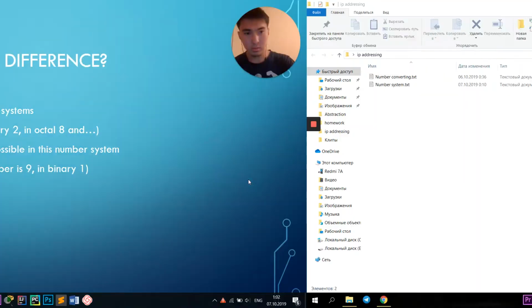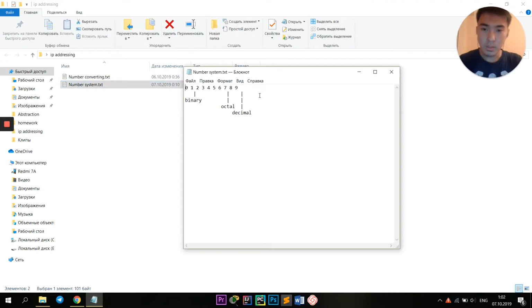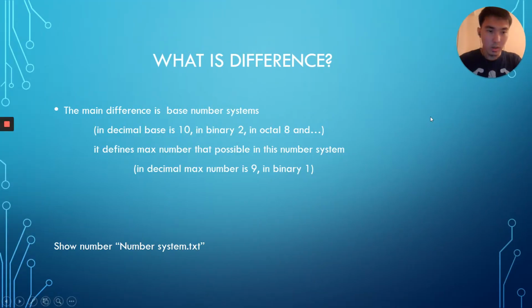So let's see our txt file. You can see here the range of all numbers, and you can see that binary uses only 2 of them. Octal uses only 8 of them. Decimal uses all of them. Yes, you can see it. So let's continue.